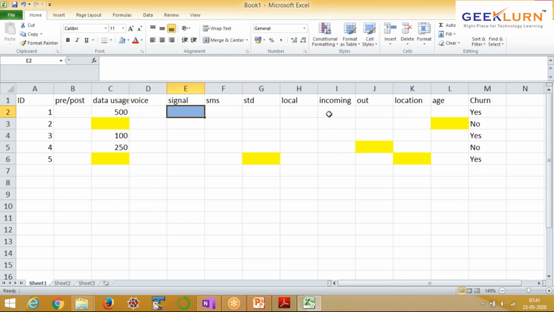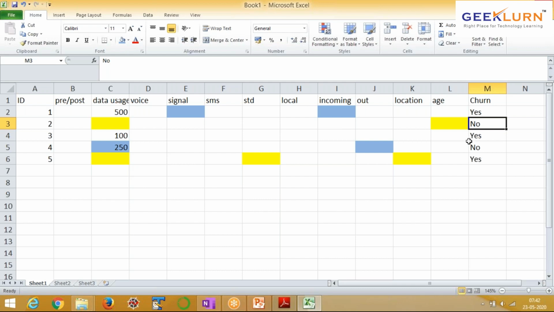Yes. Or else he doesn't have proper incoming calls because of signal issues. And this person, his outgoing calls are not very beneficial, which means his outgoing charges are very high. Able to understand, guys? Or else some other person who depends more on the internet, that is also one of the reasons. So there will be some common reasons why people are leaving the services.